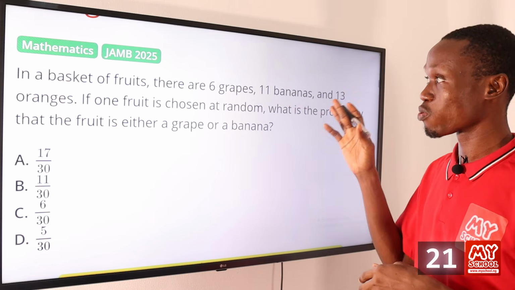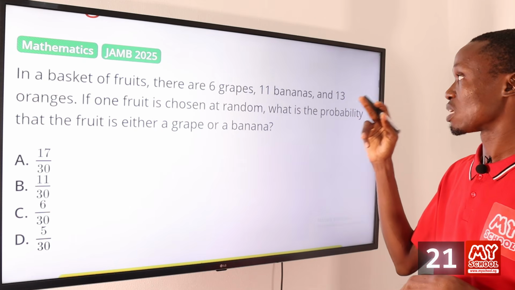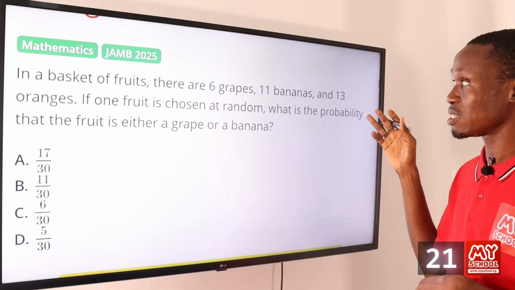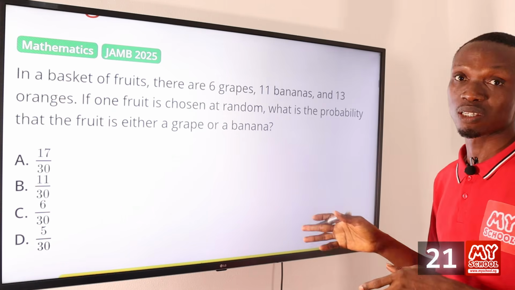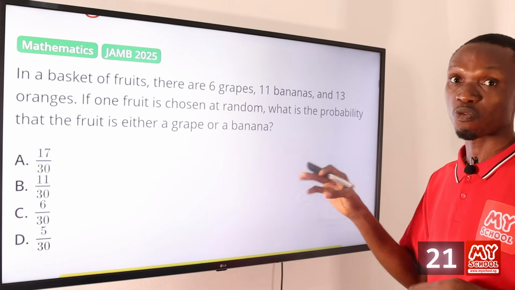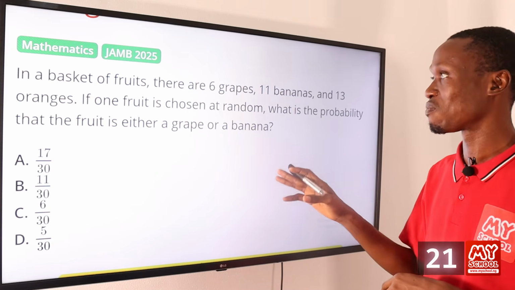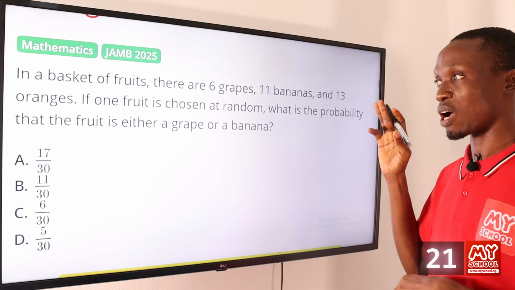Now, the total number of fruits here, we are just going to add the fruits together. So here we'll be having 6 grapes plus 11 bananas plus 13 oranges. So that will be 30 in total, right? But remember I said probability is equal to the number of favorable outcomes all over the number of total outcomes. So in this case, we'll be having 17 all over 30.